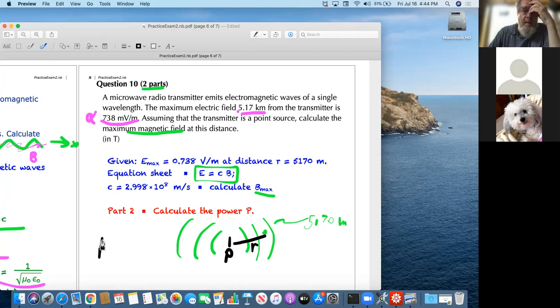And so the power is proportional to 1 over R squared. No. That's not the power of the antenna. That's the energy flux, the Poynting vector. The Poynting vector is proportional to 1 over R squared. And the power is the total energy. This is the energy per unit area. So the total area of a sphere is 4 pi R squared. So you have to multiply the energy flux by 4 pi R squared.